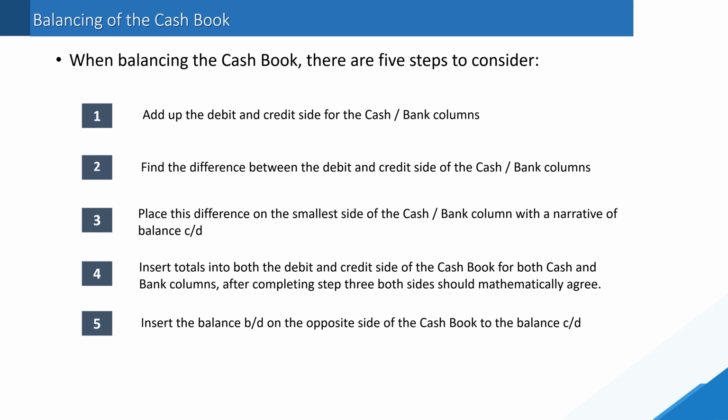And then the final step to conclude the balancing off of the cash book is to insert the balance brought down on the opposite side of the cash book to the balance carried down. And this basically tells us what we're starting our next period with, the balance brought down, the balance BD. Generally, this will be the next available date following on from the balance carried down date.